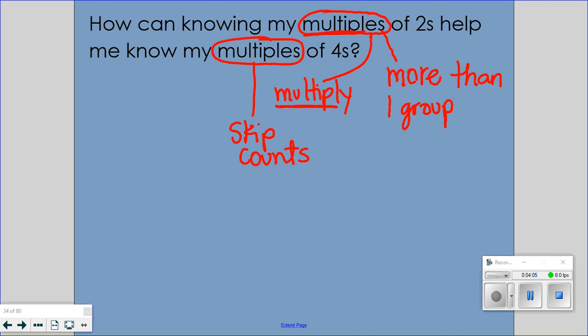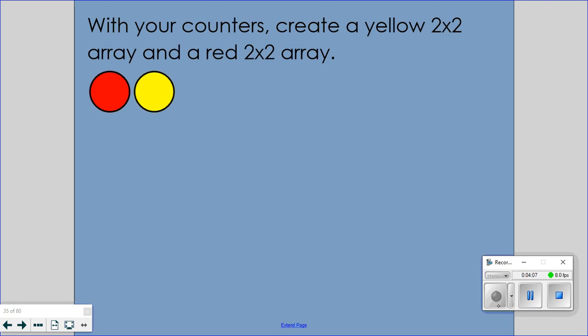I'm using red and yellow, just like we would with our counters. You can use whatever colors you want. First thing, with one color, I want you to make a 2 by 2 array. Go ahead and draw a 2 by 2 array. 2 groups of 2. Great. Good.